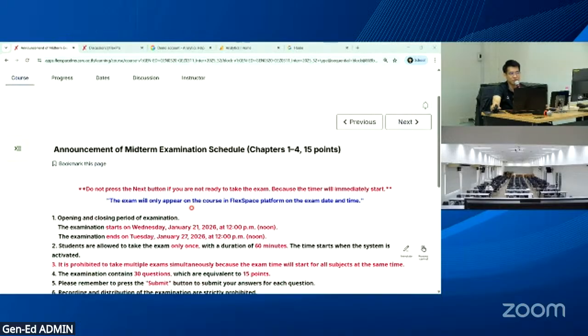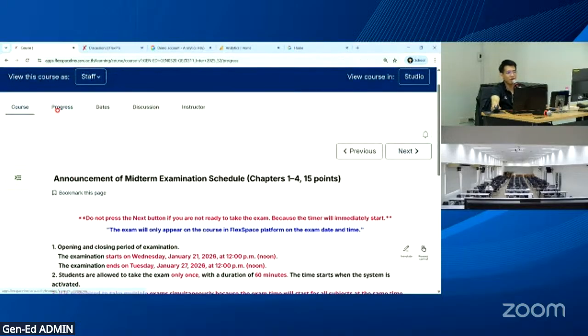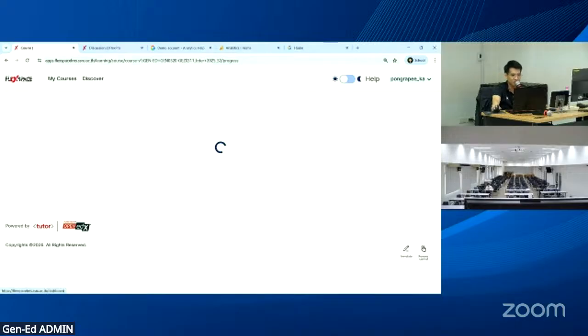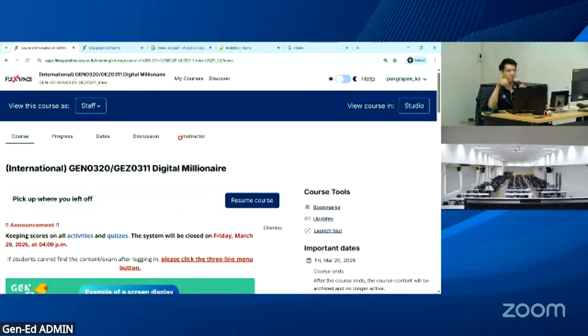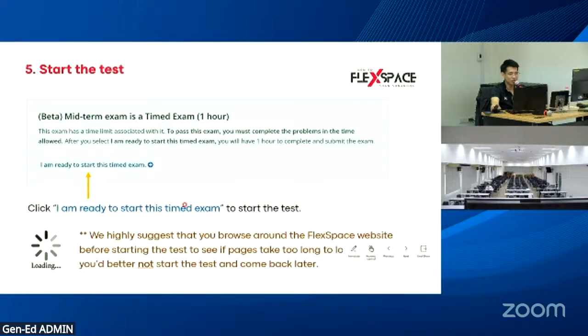This is the FlexSpace website, right? Now try to browse around the website, go to this page, go to that page and see how long it takes to load the page. If it keeps revolving, if it keeps loading like that, if it loads forever, if it does not stop loading or the page loads very slowly, it's highly suggested that you postpone the test. Do not take the test at that time.